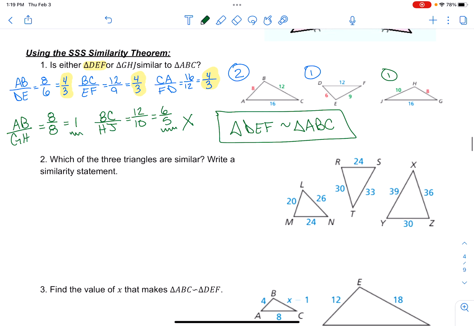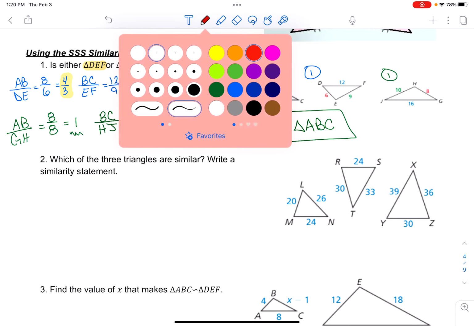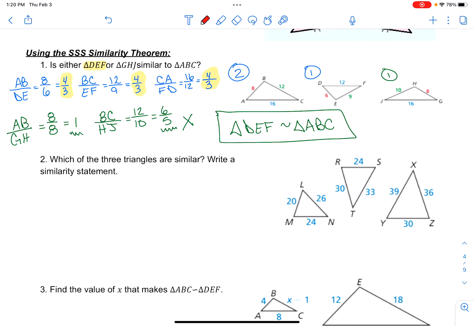In number 2, it is very similar, the same kind of concept, except it says, which of the 3 triangles are similar? Write a similarity statement. Now, we weren't given anything, like in the previous one, they named the triangles for us already. DEF, GHJ, ABC. Everything was labeled for us, so we knew which sides lined up with which sides from the other triangles. In this one, they don't do that. They just give us these triangles.